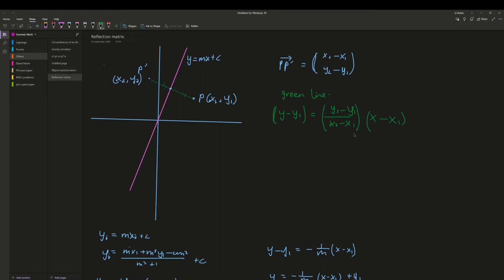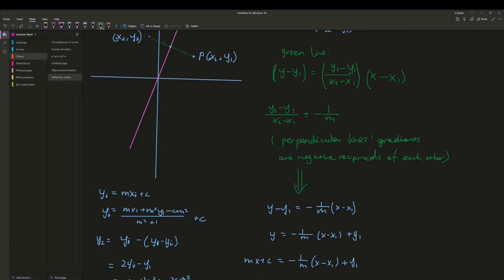We can use the standard equation y minus y1 equals gradient times x minus x1. The gradient of the green line is change in y divided by change in x, namely y2 minus y1 over x2 minus x1. Notice that the gradient of the green line is also the negative reciprocal of the gradient of the pink line because they are perpendicular. So we can write the gradient as negative 1 divided by m, as worked out below.